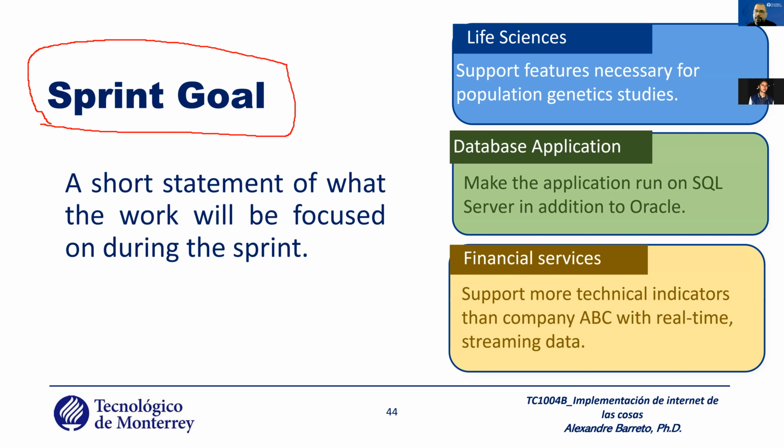For example, examples of sprint goals. In the life sciences: support features necessary for population genetic studies. Database application: make the application run on Excel 7 in addition to Oracle. Financial service: support more technical indicators than company ABC with real-time stream data. Okay, these are examples of sprint goals.